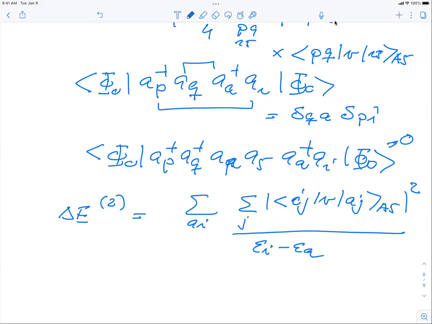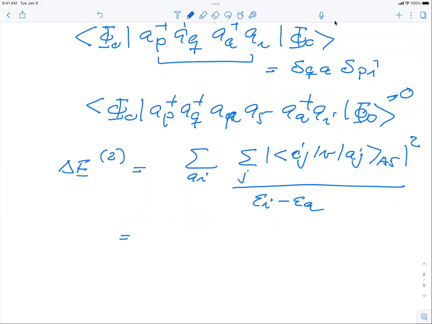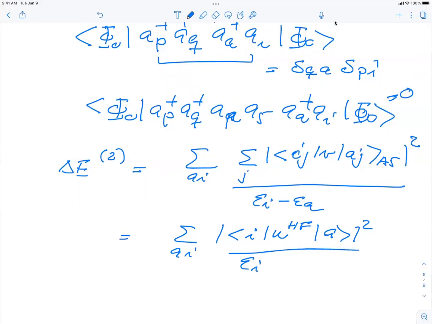This quantity which we have here is the Hartree-Fock potential. And we can rewrite this one as a sum over a and i of ⟨i|u_HF|a⟩, as we defined when we looked at Hartree-Fock theory, and this is squared, divided by ε_i minus ε_a. So that's the first term.